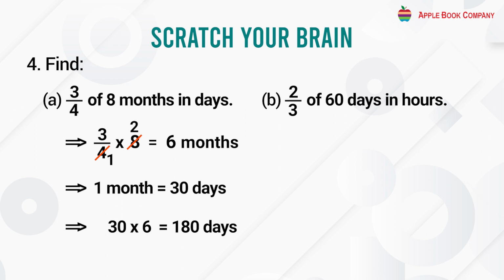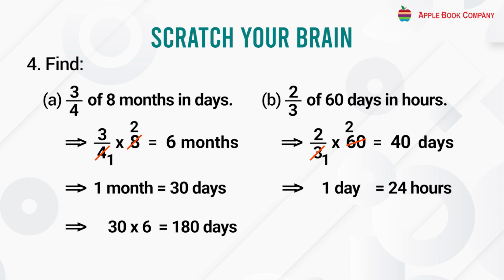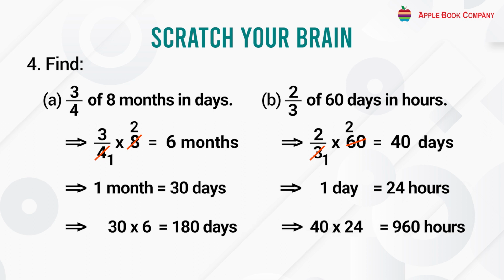2 by 3 of 60 days in hours. 2 by 3 of 60 days is equal to 40 days. Now you have to calculate 40 days in hours. So each day is 24 hours. So 40 into 24 gives you 960.